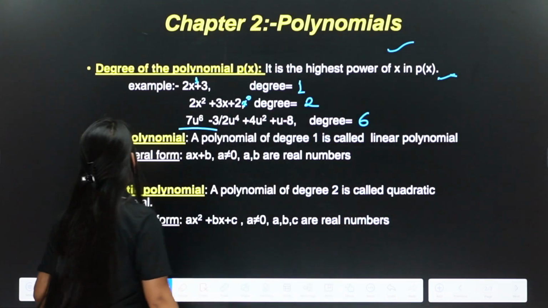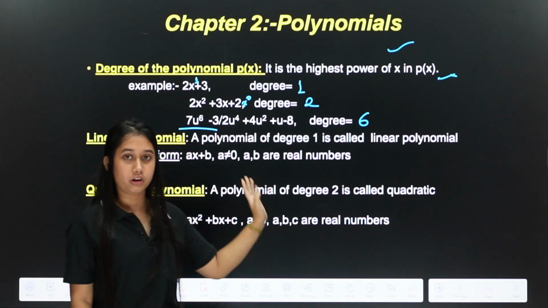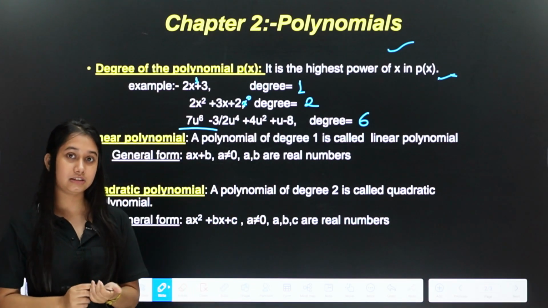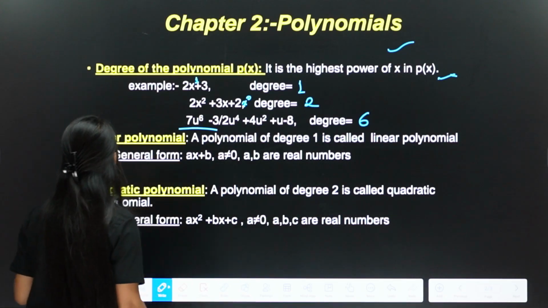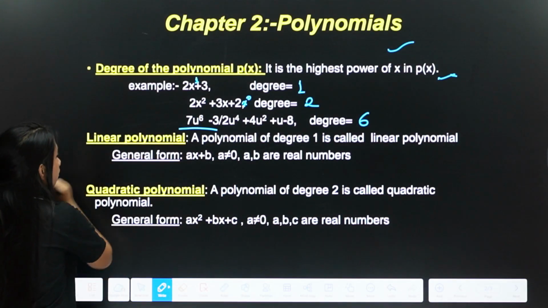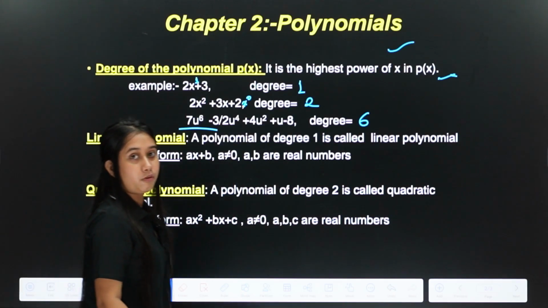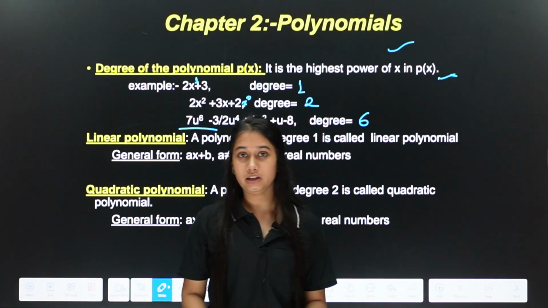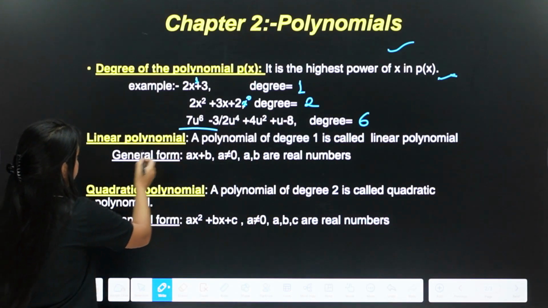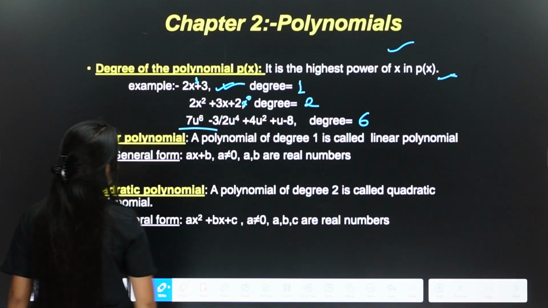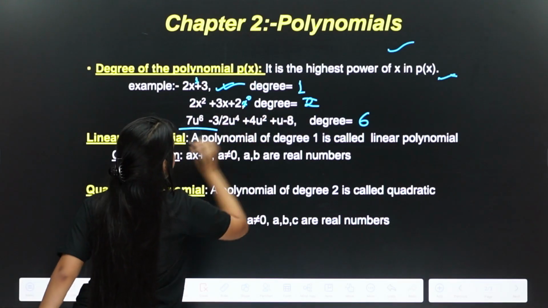Next, come to linear polynomials. There are different types of polynomials. We have linear polynomials, quadratic polynomials, cubic polynomials, and many other types. First of all, we will discuss linear polynomials. What is a linear polynomial? A polynomial of degree 1 is called a linear polynomial. For example, this is a linear polynomial because here the degree is 1.